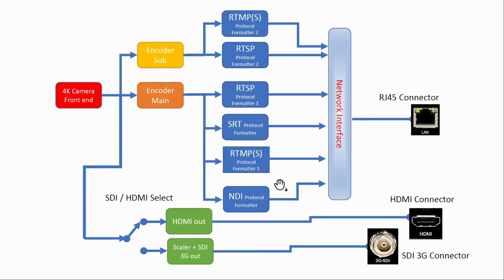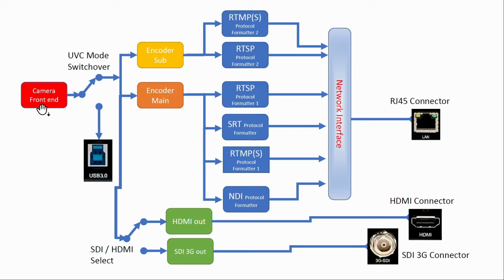In the network area, you have several formatters. So for the main encoder, you can format your signal at the same time as RTSP protocol, SRT protocol, RTMP or RTMPS, and as NDI. So the camera is capable of outputting several different signal protocols at the same time. At the same time also you can output another substream with a lower resolution as RTSP or RTMPS. All the streams are available through the RJ45 network connector, and this network connector is also capable of powering the camera through PoE.